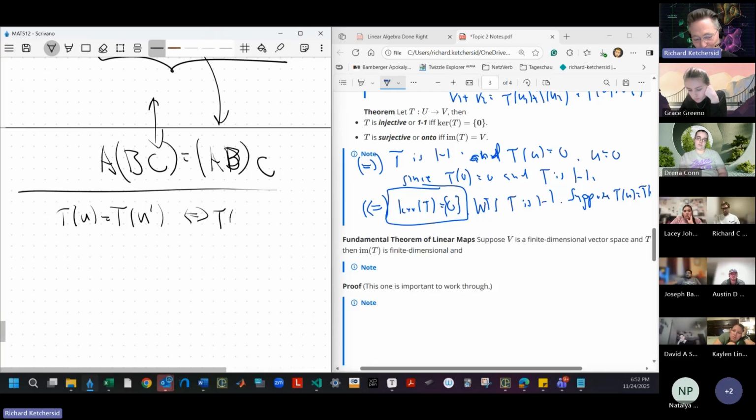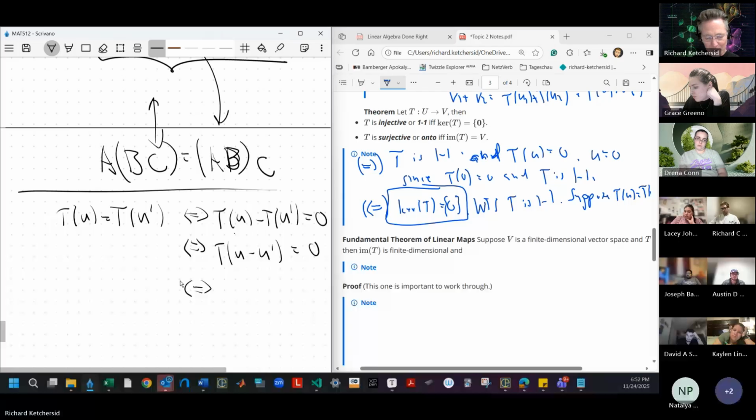Can I look at this? Okay, and what can I do to the left-hand side? Because T is linear, what can I do to the left-hand side? Factor T out. Yep, I can do that. I like to say use linearity, but that's fine. You can say it like that. Okay, and what do I know about U minus U prime? Where does it live? Because it gets sent to 0, it's in the kernel. And what is the kernel?